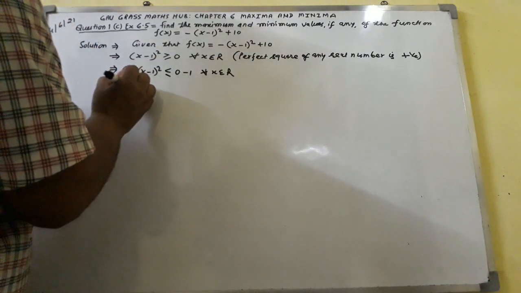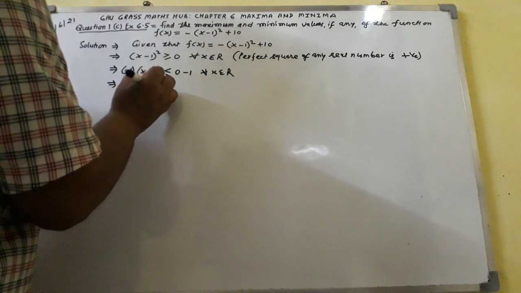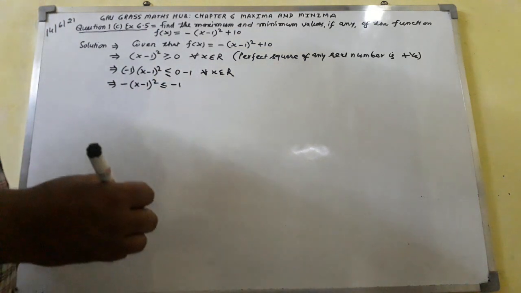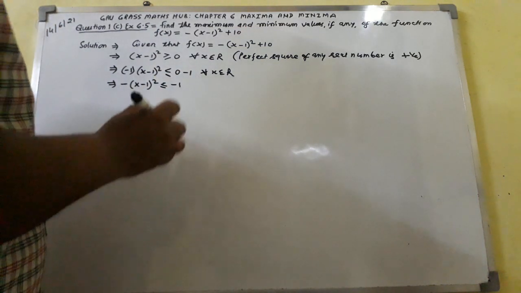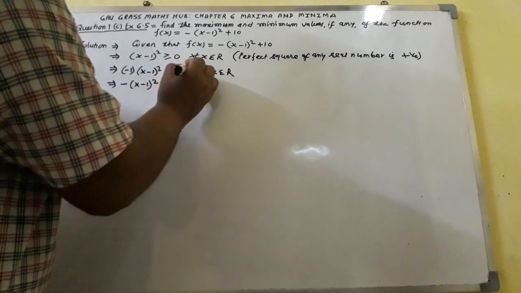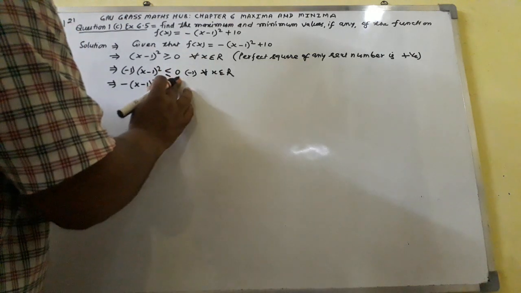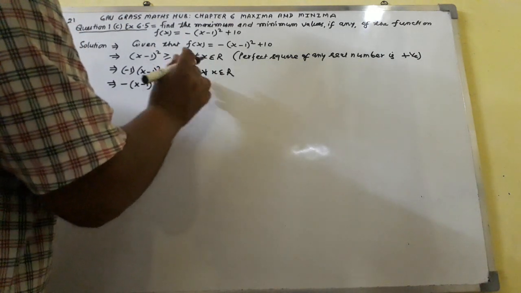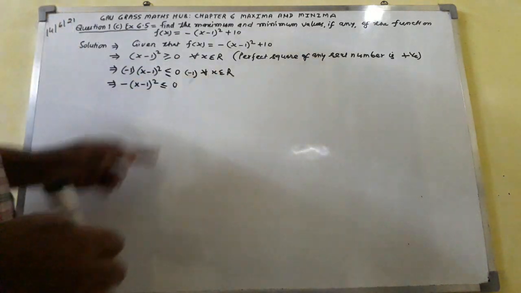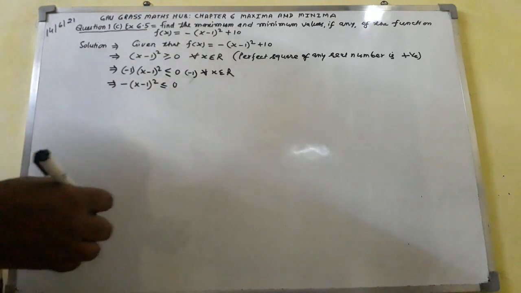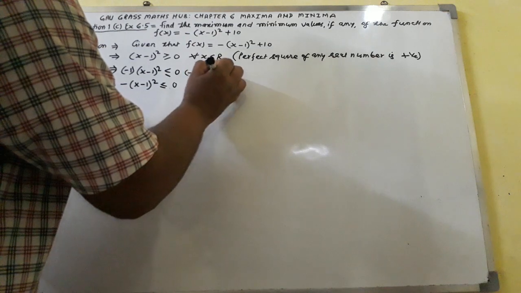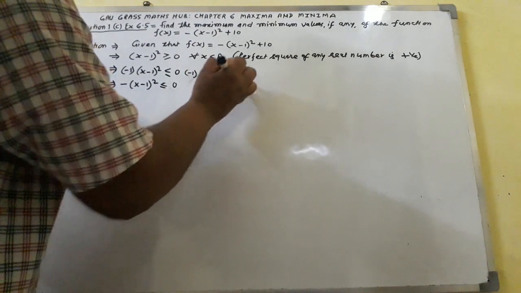Again I shall write minus (x minus 1) whole square less than or equal to minus 1 times... multiply by minus 1. So 0 will be multiplied by minus 1, so we will get here 0, for all x belonging to the set of real numbers.